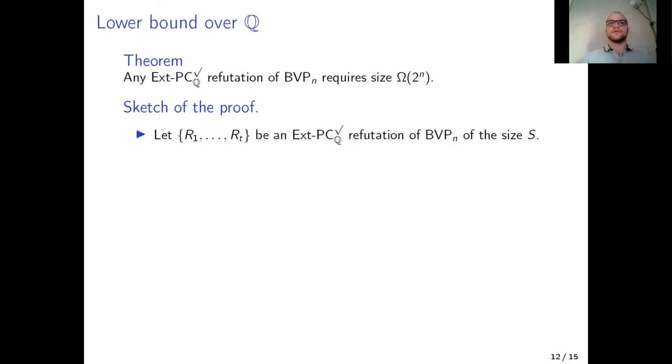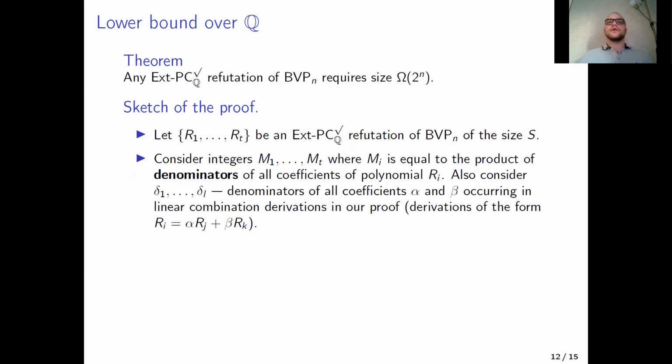Suppose we have some refutation of the binary value principle of size S. Then we would like to consider all integers that occur in it. So integer m would be the product of denominators of coefficients in polynomials r. Delta would be the denominators of all coefficients alpha and beta, which occur in the linear combination derivations in our proof. So the derivations of the form alpha r plus beta r, something like that.